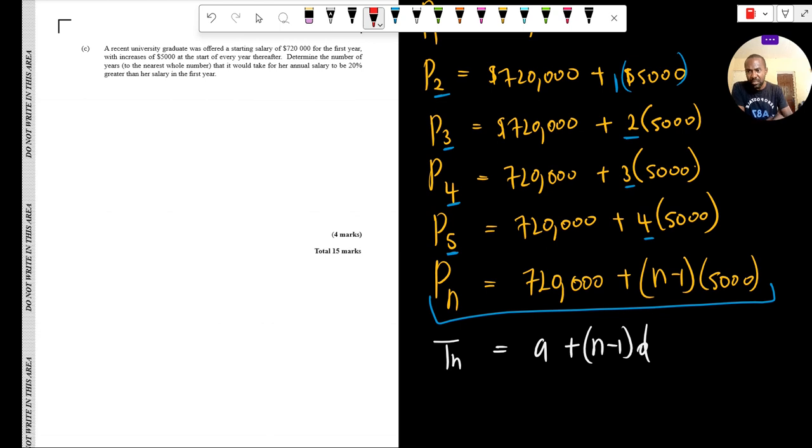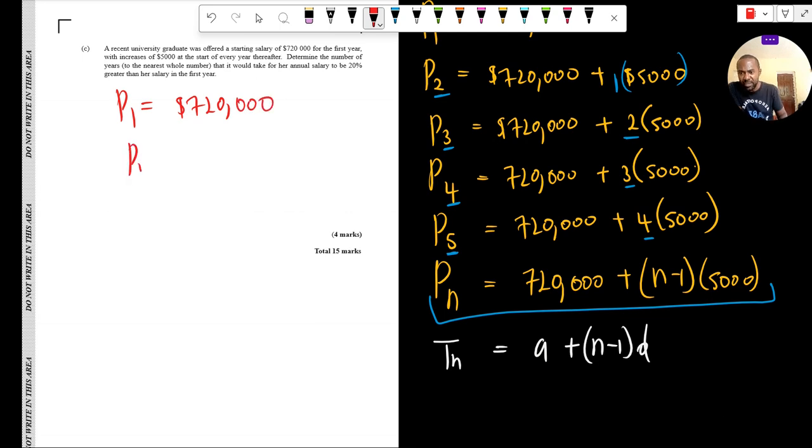It says, determine the number of years to the nearest whole number that it would take for her annual salary to be 20% greater than her salary in the first year. So her salary in the first year, P1, is equal to 720,000.